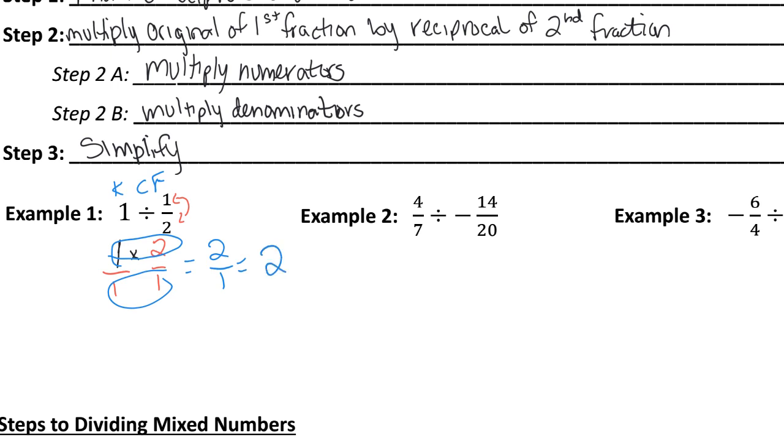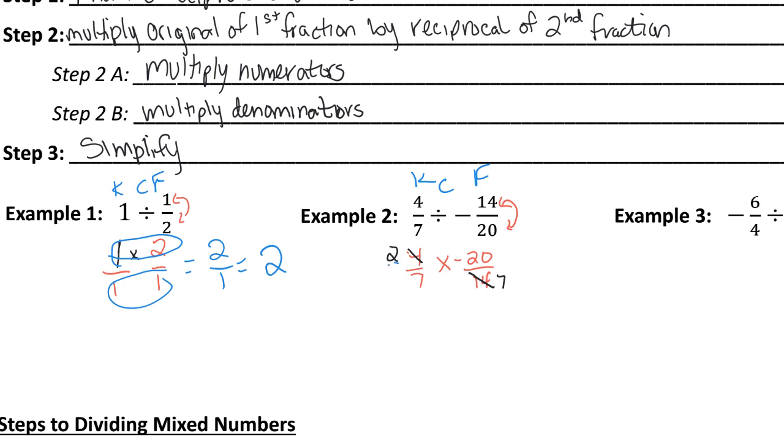All right, so let's do another one together. Keep, change, flip. So we keep 4/7, change to multiplication, flip this around. So we have 20 over 14, negative. Do you see any cross products? Anything we can simplify? We can't simplify 7 and 20, but we can simplify 4 and 14 by 2. So 4 divided by 2 is 2, and 14 divided by 2 is 7.